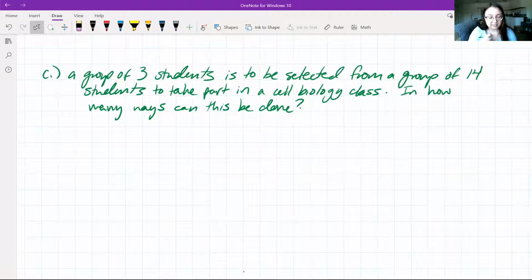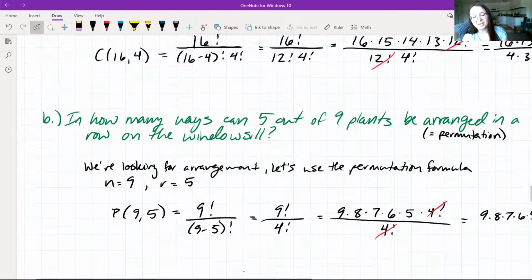All right, and then for our last one here we have C. So a group of 3 students is to be selected from a group of 14 students to take part in a cell biology class. How many ways can this be done? Let's read it again. A group of 3 students is to be selected from a group of 14 students to take part in a cell biology class.